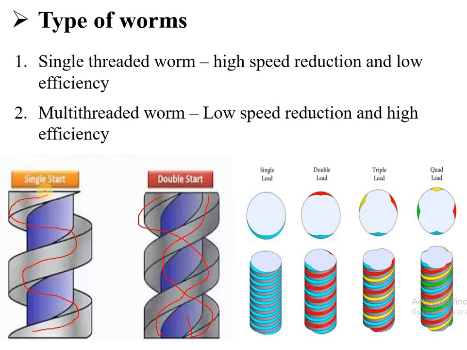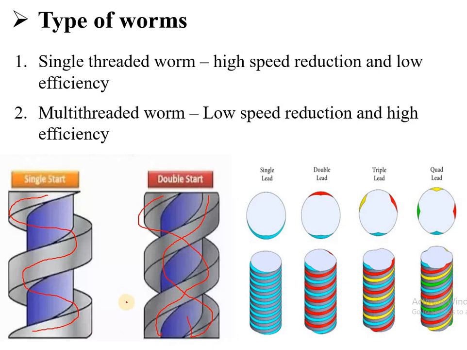So what does it mean? When we talk about single start, it means at a time only one tooth on the worm wheel is engaged with the worm. Or you can say when the worm is completing one revolution, the worm wheel proceeds by one tooth. Whereas in the case of double start, when the worm completes one revolution, the worm wheel will proceed by two teeth.